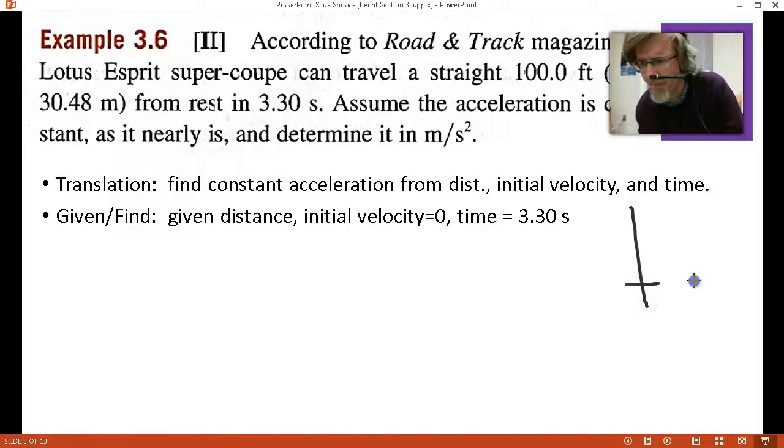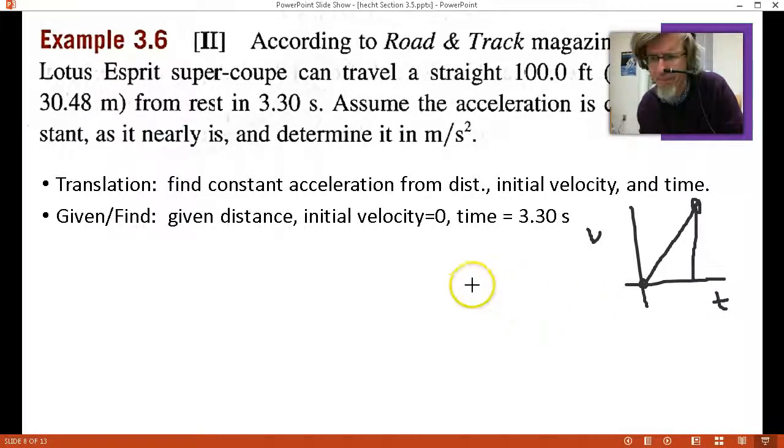I've got time versus velocity. I start at 0. I'm accelerating linearly. At the end of a certain amount of time, I've got a final velocity. Boom. Okay. So that's a situation, but what's the distance?